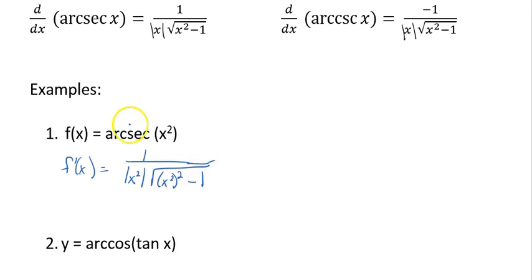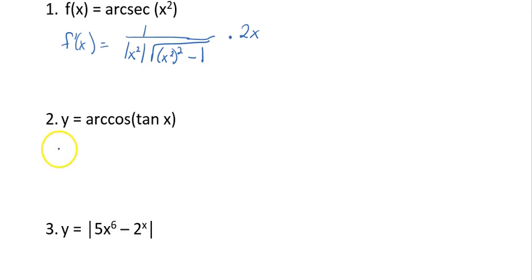Once you've completed your arc secant rule, you move to the inside, and the inside is x squared. So we multiply by the derivative of that, which is just 2x. For number 2, we have arc cosine, and that's our outside thing. The derivative of arc cosine is negative 1 over the square root of 1 minus x squared, but in this case, instead of x, we have tangent x. So tangent x squared, or you can put tangent squared x, the way we write it with trig. That takes care of your arc cosine rule, but then you have to do a chain rule, so the derivative of tangent is secant squared.